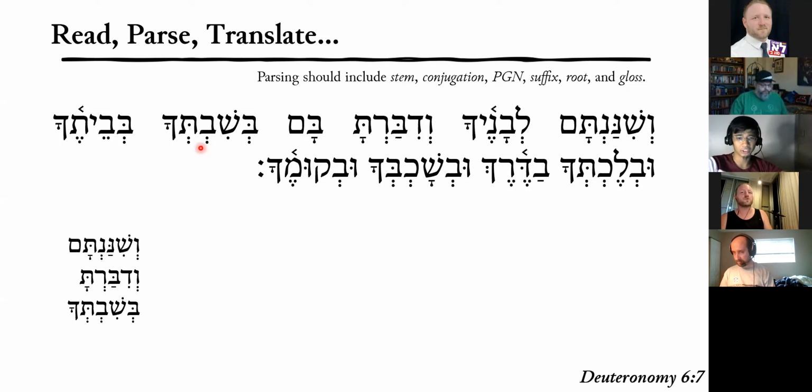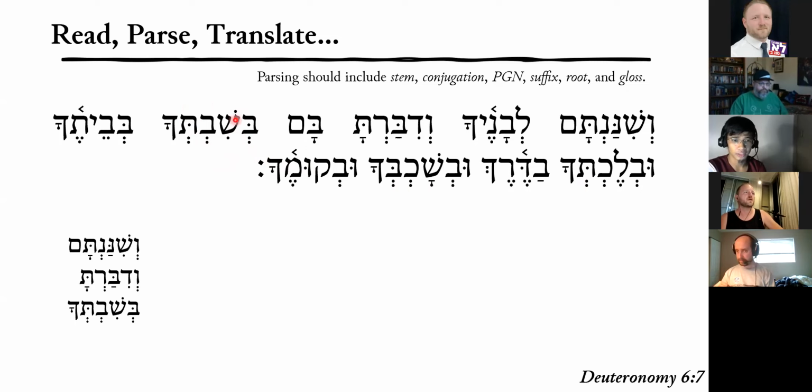So eventually, when we get to the weak verbs, we're going to probably have a list of infinitives that are going to be odd, that don't follow the normal. Because you would think it would be like lishov, to sit, like lipol, but it doesn't happen. It happens like this. I'll show you. You're sitting. So it's a kal infinitive construct. It's infinitive construct.